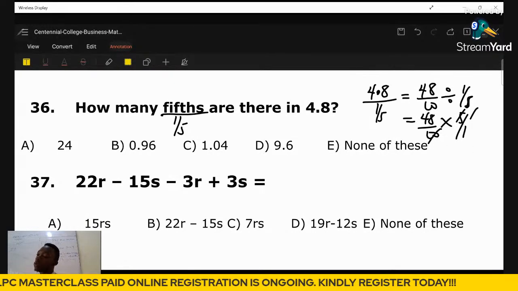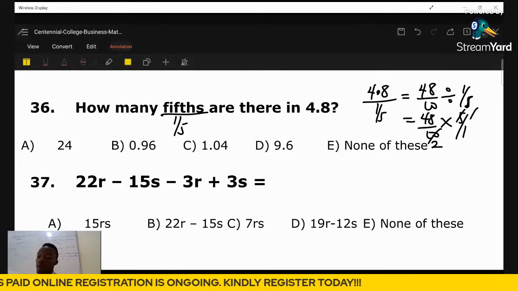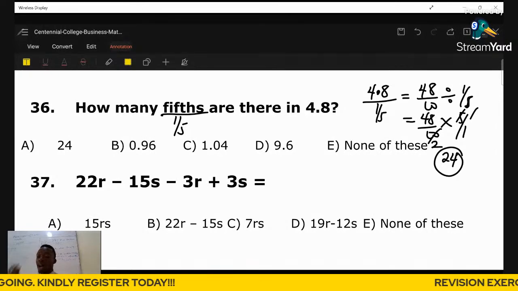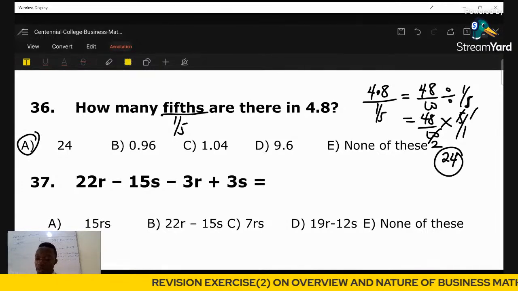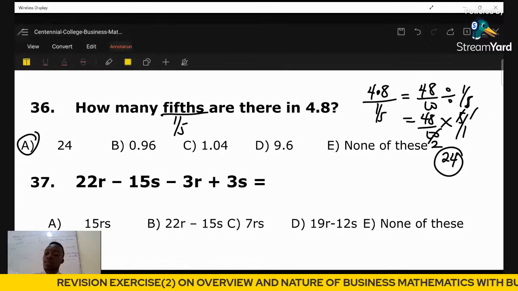It goes to 10 or 2. Okay. So 2 goes to 48 how many times? 24. So you are getting what? 24. So actually, the number of fifths in 4.8 is what? 24. And that should fetch you what? A. That should fetch you A. So let's take note of that.